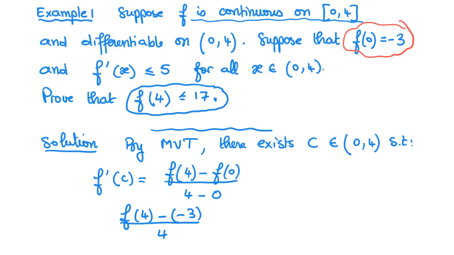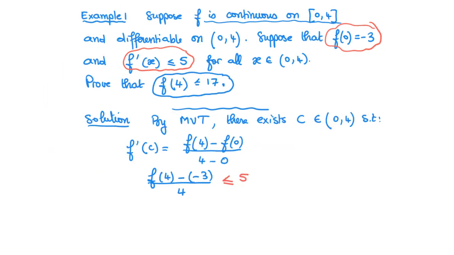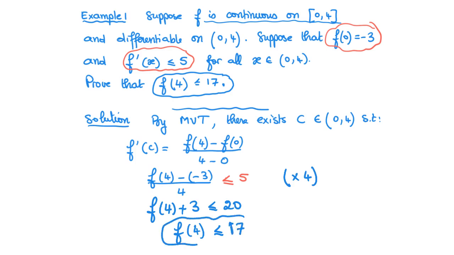And because we assume that f dash is less than 5, then that means this is less than or equal to 5. Now multiply both sides by 4 and we will get f of 4 plus 3 less than or equal to 20, and we remove 3 from both sides, so f of 4 less than or equal to 17, which is what we wanted to prove.